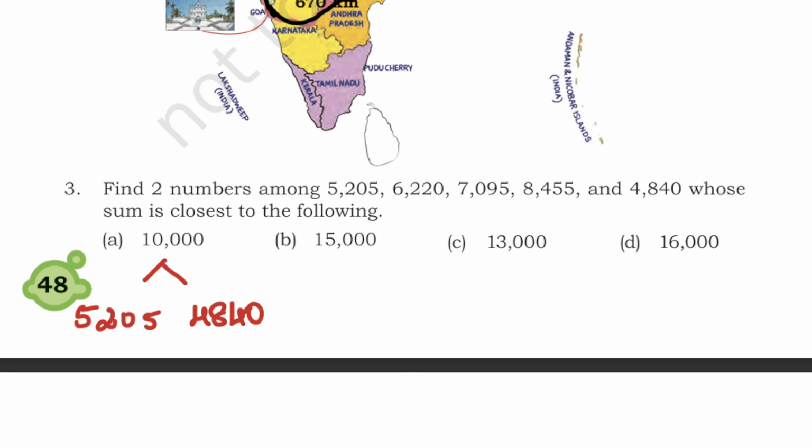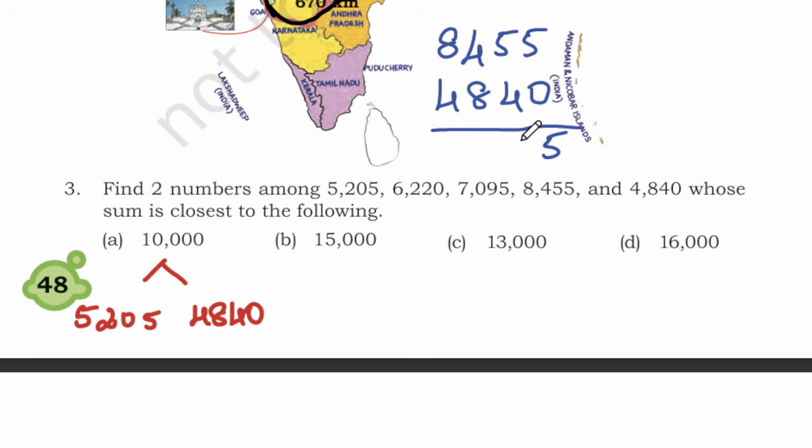Okay, next one. I'll take 8,455 plus 4,840. So 5, 9, 8, 9, 10, 11, 12. Balance 1. 8 plus 1 is 9. 9 plus 4 is 13. So 13,295. It is close to 13,000. So which two numbers? 8,455 and 4,840.